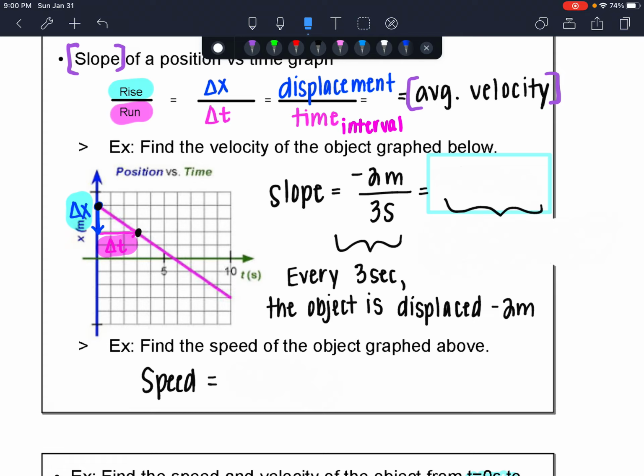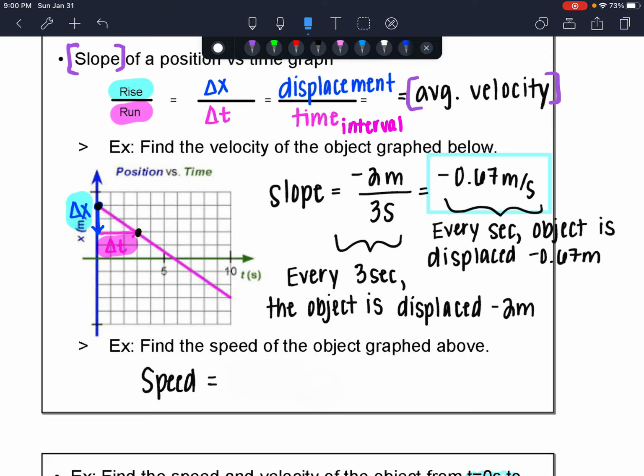Now, I could simplify this so that I wasn't looking at every 3 seconds. For example, when I plug this in my calculator, I end up getting a value of negative 0.67 meters per second. But what does this value mean in everyday real-world terms? This value means that every second the object is displaced negative 0.67 meters. In other words, if I was looking at a number line, every second my object would move to the left 0.67 meters.